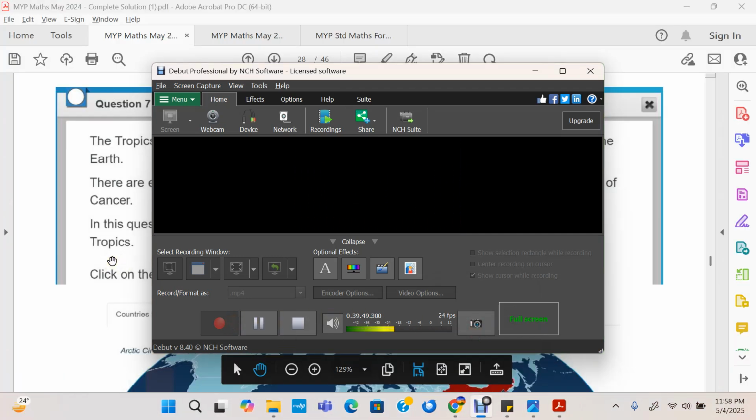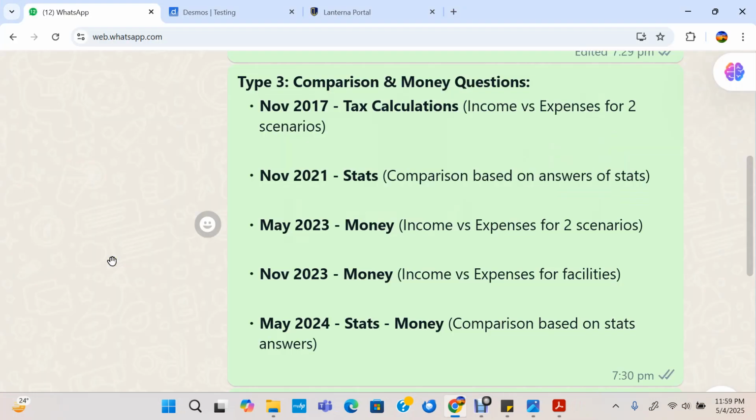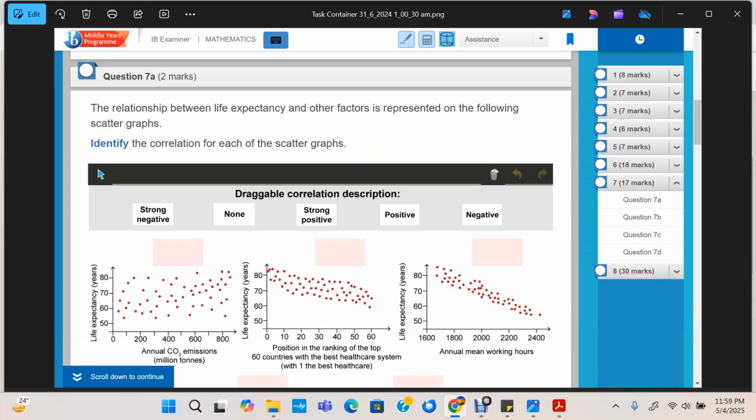All right. So moving on to the final question, May 24. It's about statistics. Not much about money, but it's going to be comparison based on your answers from statistics. Okay, so another comparison question from this category, and let's do it.